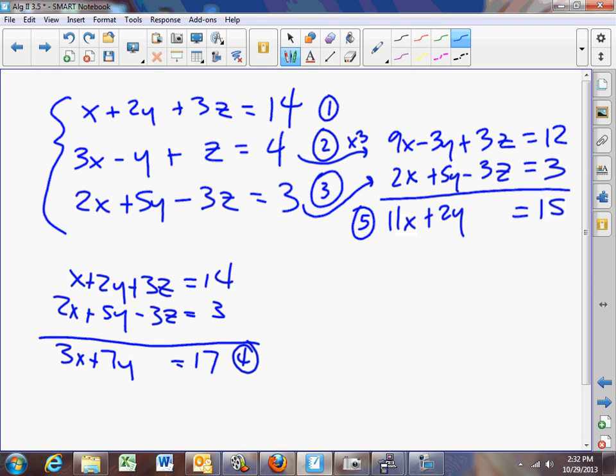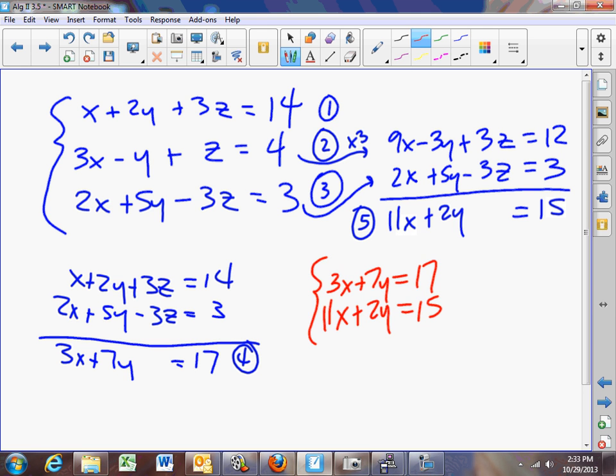Equations 4 and 5 now form a system of two equations in two variables. So I have 3x plus 7y equals 17, and I have 11x plus 2y equals 15. Now, the x number and the y number of this system that make this system true are the x number and y number of the big system that makes it true, although z has been eliminated.